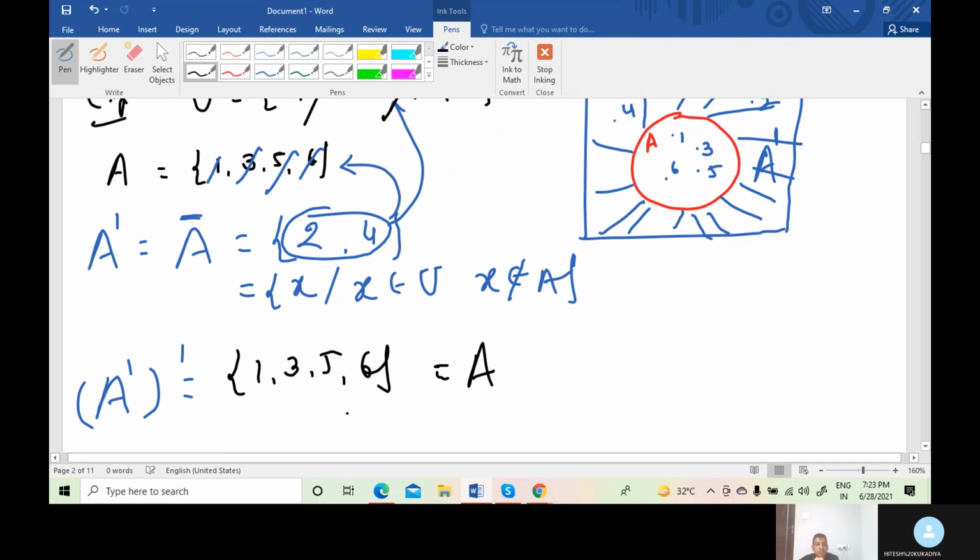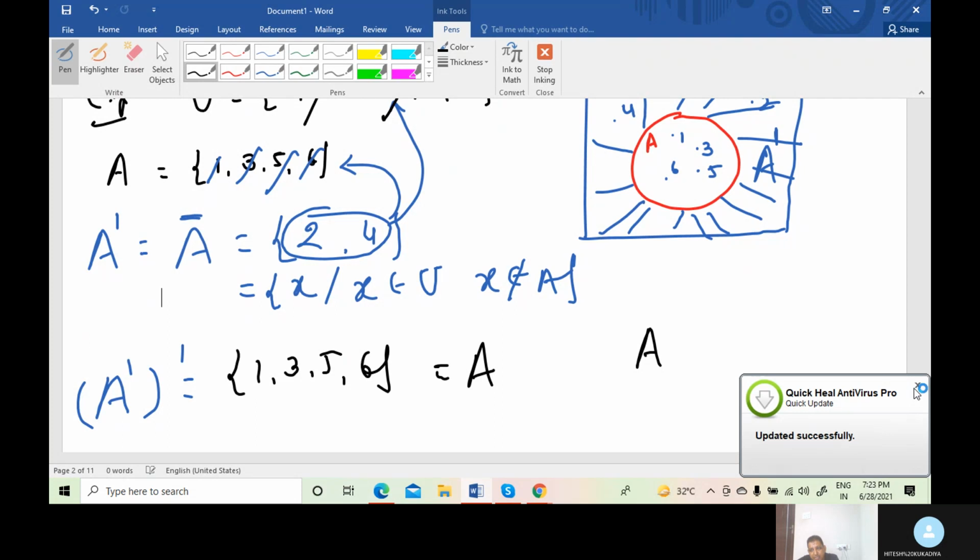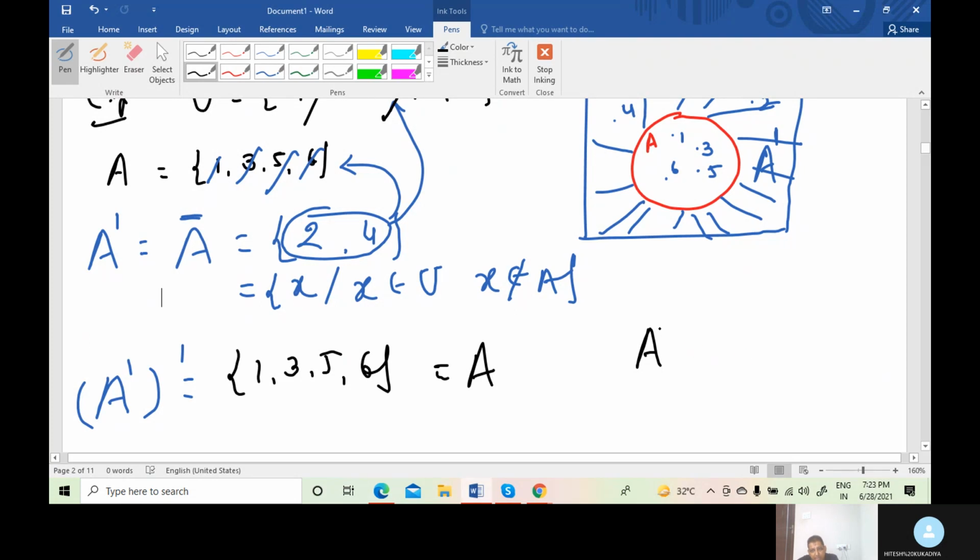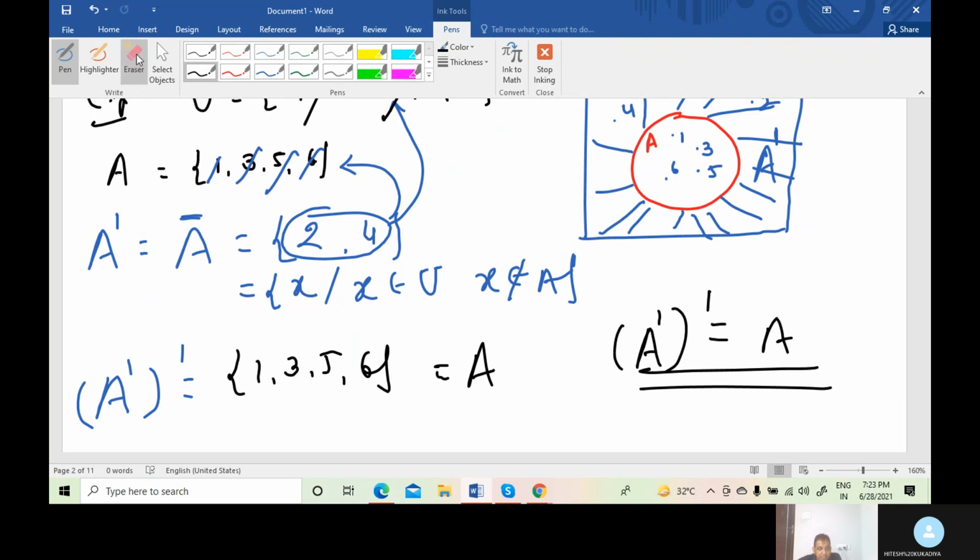So this one is the most important property. For any set, first we take the complement from the universal set, and again the complement, and it is always the set itself. The complement of the complement of any set is the set itself. This is the important property of complement. Is that clear, students? Okay.